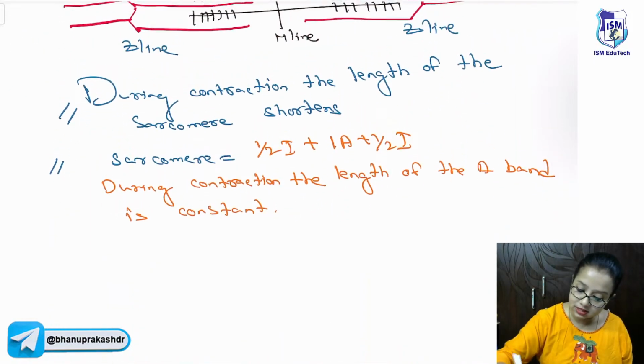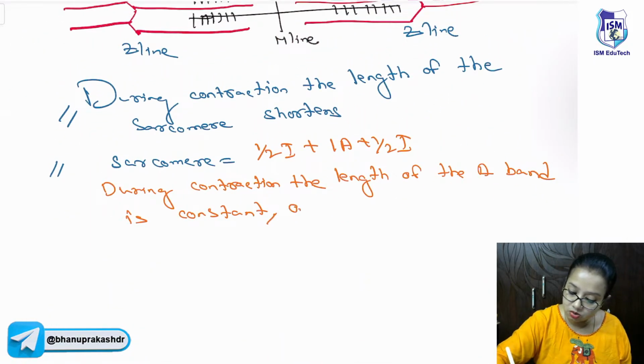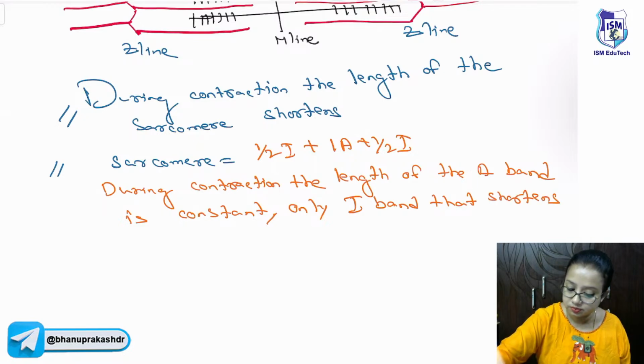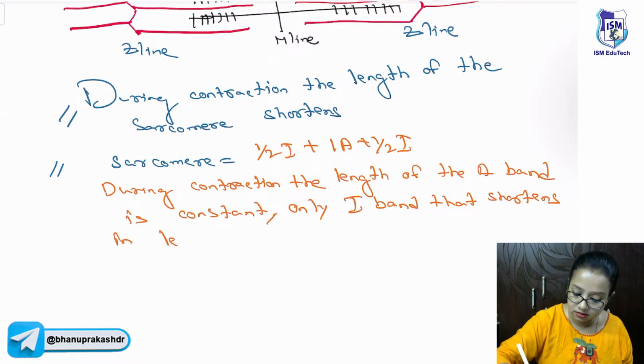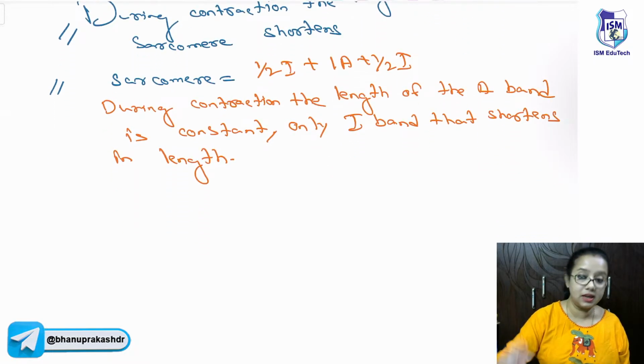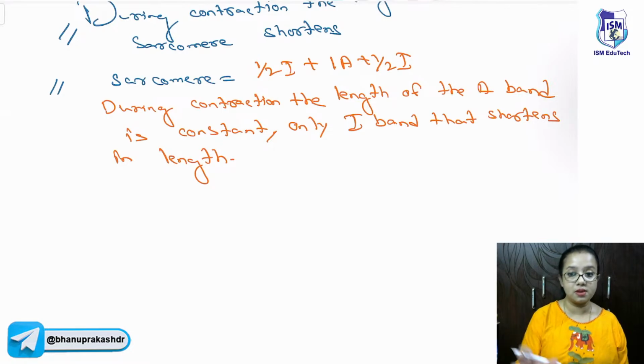So it is only the I band that shortens in length. The A band remains constant and the I band becomes short.